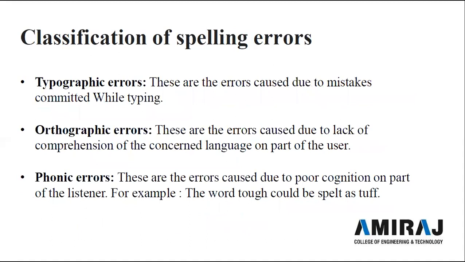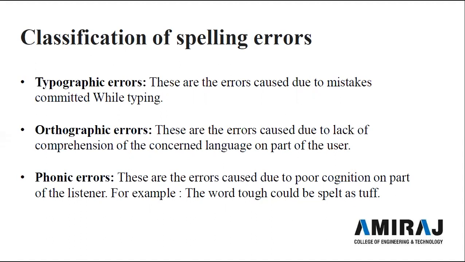Let's see classification of spelling errors. How can we classify these spelling errors? First one, it is typographic error. These are the errors caused due to mistakes committed while typing. Right? So as the name suggests, typographic error is made just because of a typing mistake. Whenever we are writing something in a hurry, right? When we are typing at speed, it is possible that it is just a typing error.